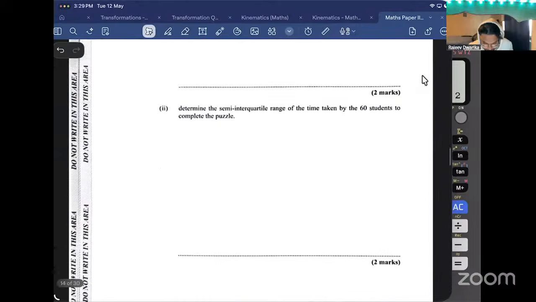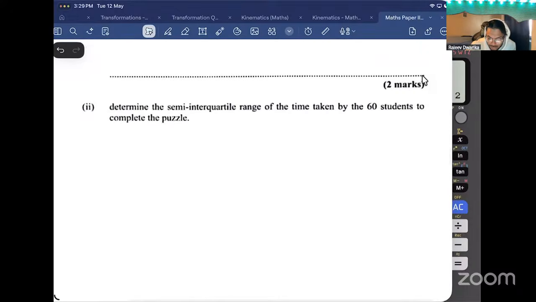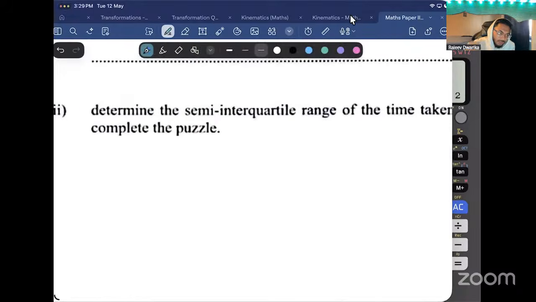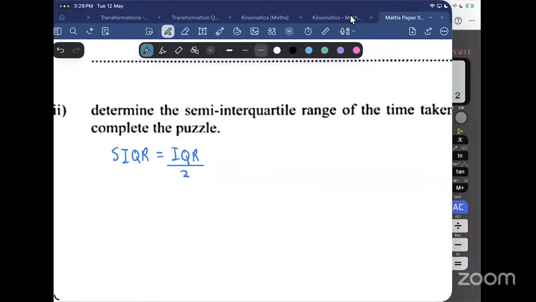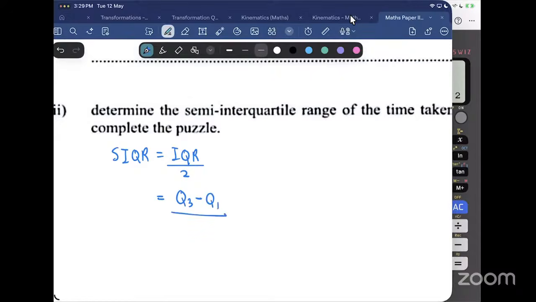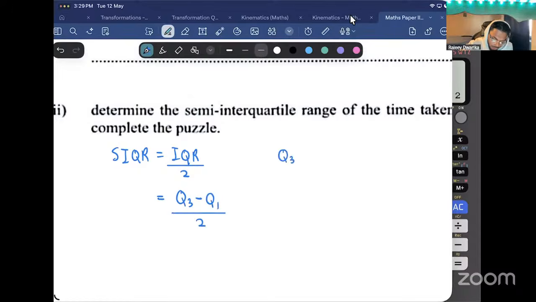No problem. Determine the semi-interquartile range of the time taken by the 60 students. Now hear this: when you're dealing with a cumulative frequency curve, you do say n plus 1. So if you recall, the semi-interquartile range is just IQR divided by what? 2. IQR divided by 2. And to find the IQR, it is Q3 minus Q1, all over 2. Q3 for our cumulative frequency curve is going to be 3/4 of n, and Q1 is going to be 1/4 of n, not n plus 1.